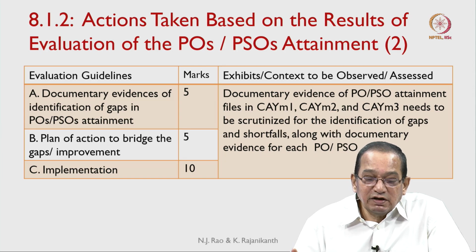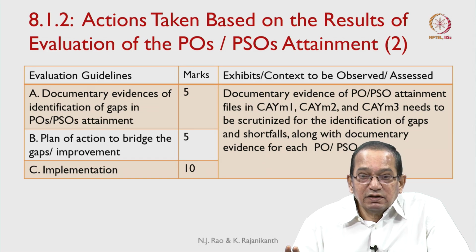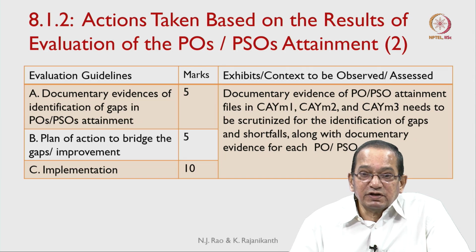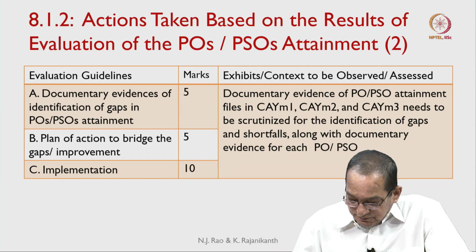So, you must have those plans. Show the planning of such corrective actions and show that they have been implemented subsequently. So, you must have implementation records also. With respect to any such corrective action for CO or PO or PSO attainments, you must have proper documentary evidence of planning as well as implementation.